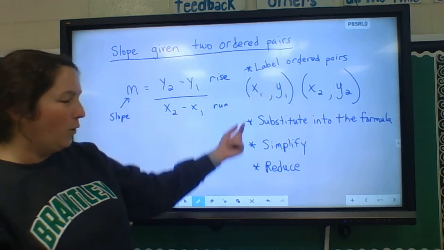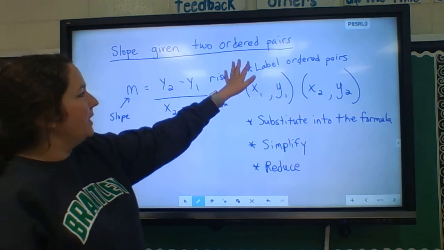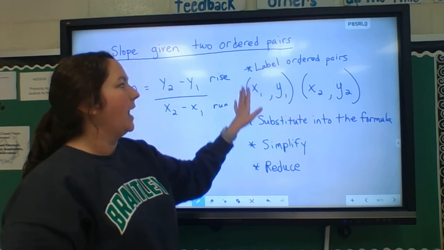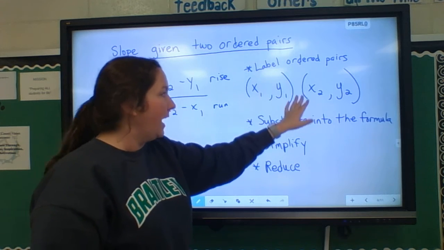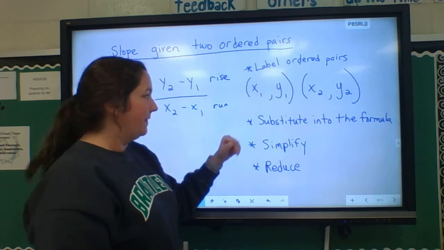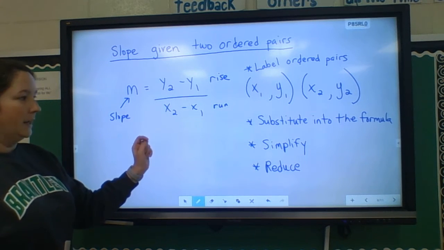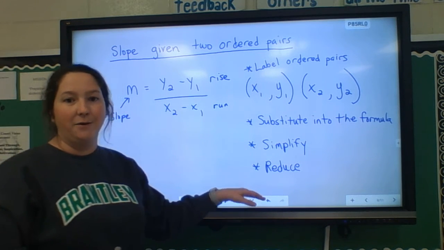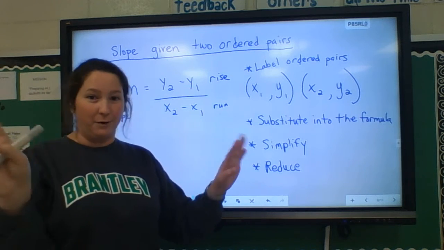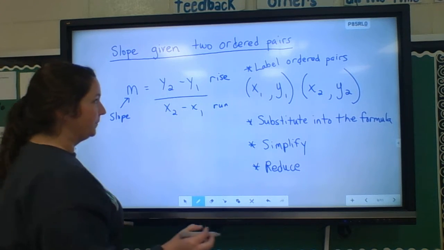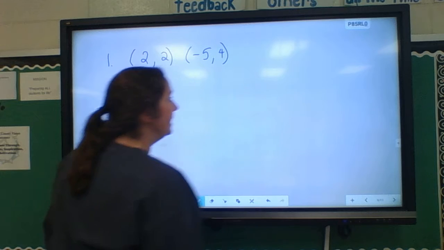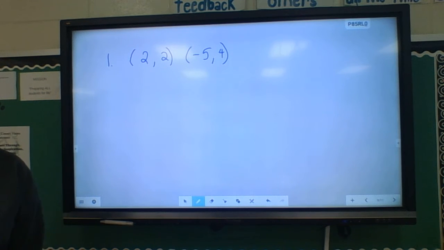All right, so the order that we're going to do is we're going to label our ordered pairs, X1, Y1, X2, Y2. Then we're going to substitute into this formula, and then we're going to simplify and reduce. Remember, we're reducing everything. Reduce, reduce, reduce. Okay, so here are our ordered pairs: 2, 2, and negative 5, 4.